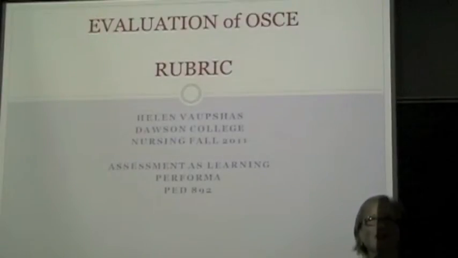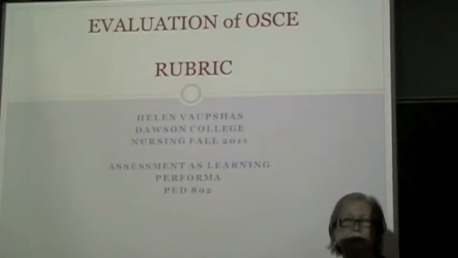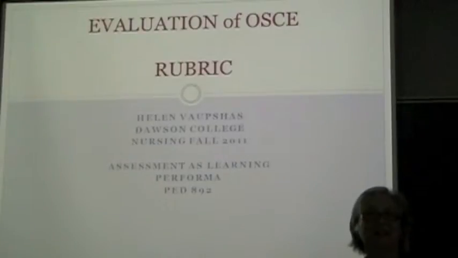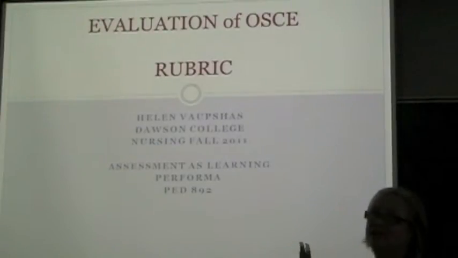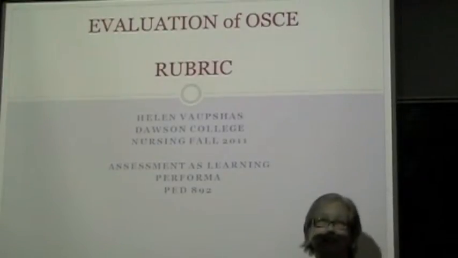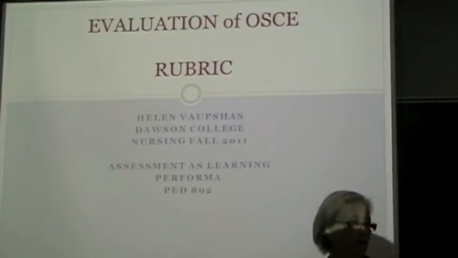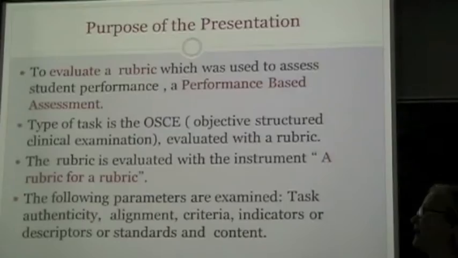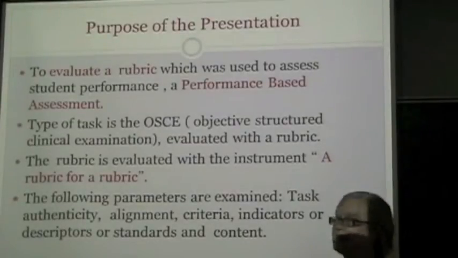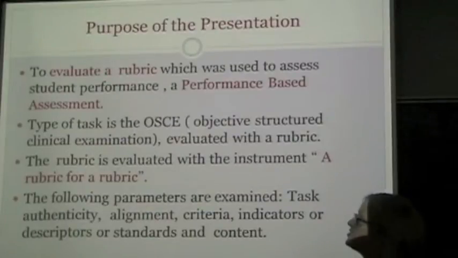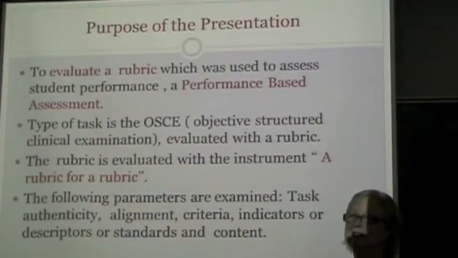I'd like to introduce everybody to this assignment that we're working on here for the Performance and Assessment and Learning course. This assignment involves the evaluation of an OSCE rubric. This is a rubric that was used to evaluate student performance. The purpose of this presentation is to evaluate a rubric which was used to assess student performance, so in other words, it's a performance-based assessment.